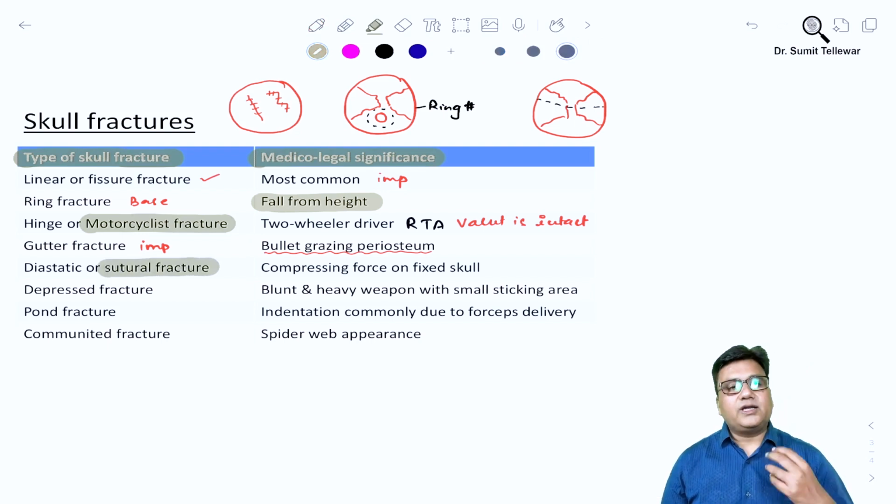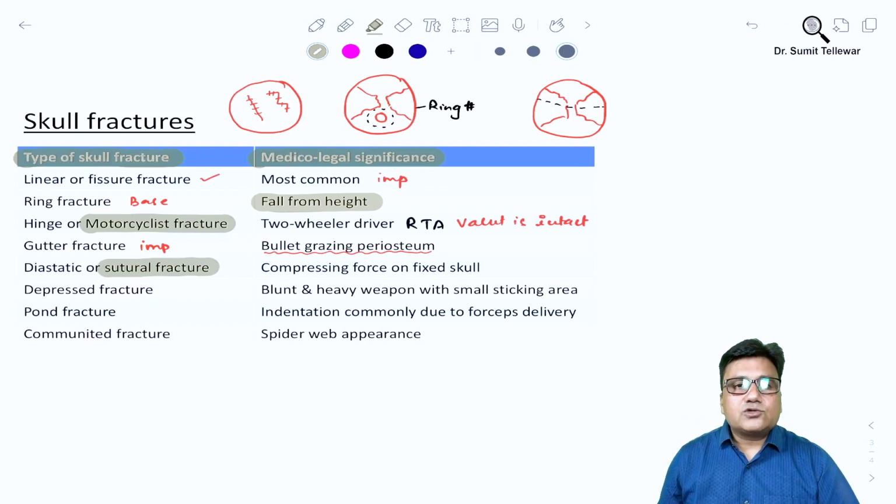So either you call it a diastatic fracture or a sutural fracture. A diastatic or sutural fracture is a fracture where the bone doesn't crack, but the junction between the two bones opens up. The suture of the skull opens up.